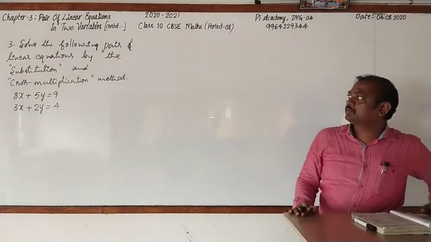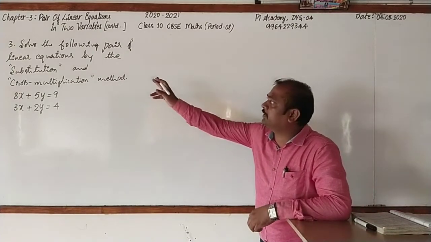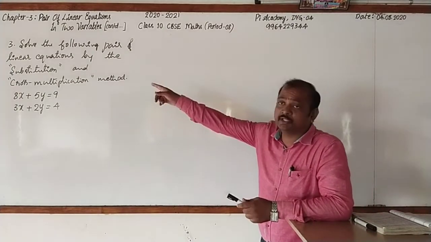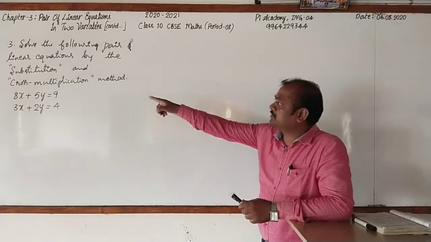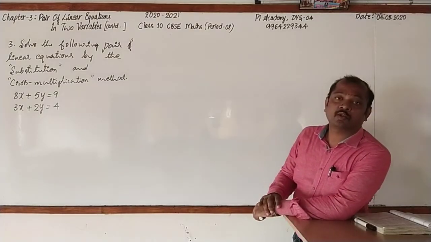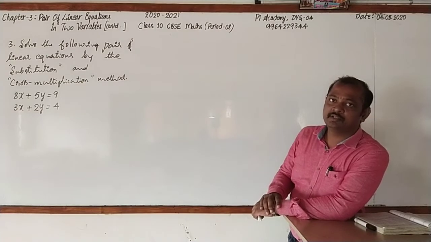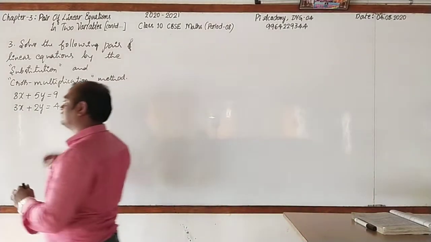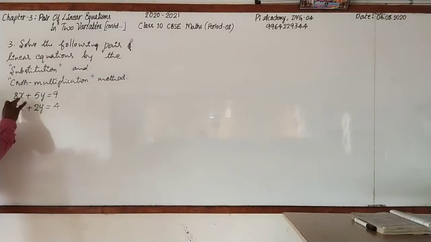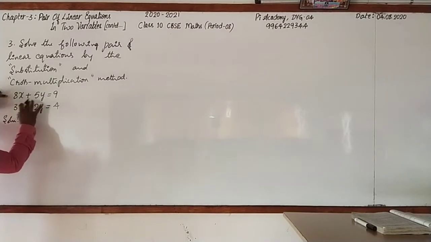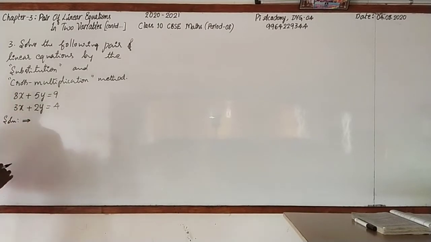Please go through that. Solve the following pair of linear equations by two methods. One is substitution, second one is cross multiplication method. Here two methods are asked at a time. Let us go for solving these equations by these methods, one after the other. Please go through this. 8x plus 5y equal to 9, 3x plus 2y equal to 4. These are the two equations.